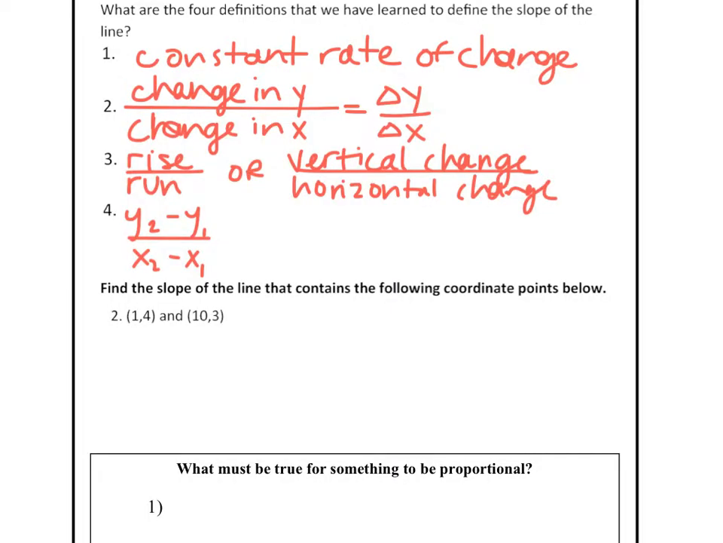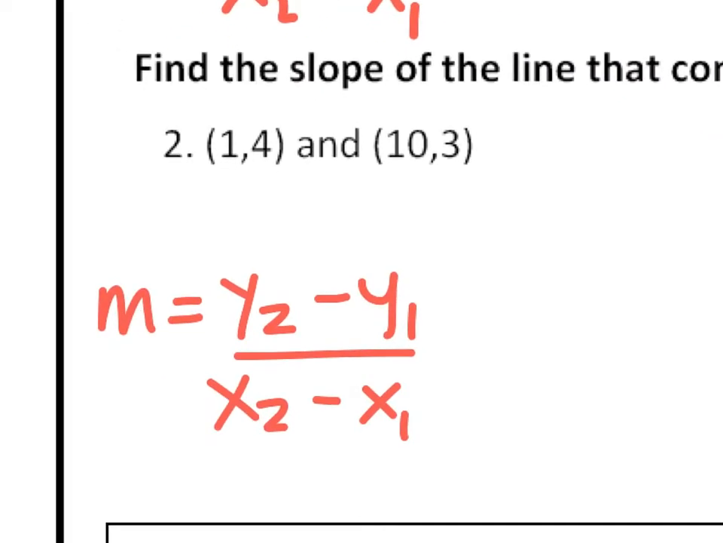So we're going to find the slope of this line for the following points. I'm going to write down my formula. M equals, M is the slope, y2 minus y1 over x2 minus x1. Now let's label our points. I'm going to call this point 1, and this point 2. So that would make this x1, y1, and 10 would be x2, 3 would be y2.